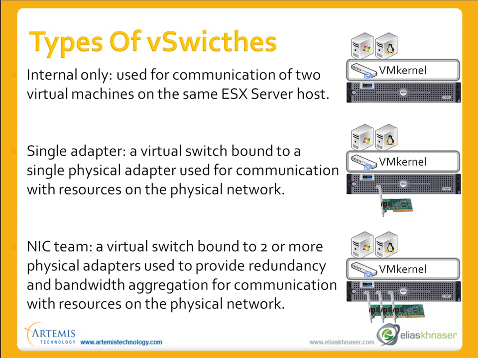Now, the second type of virtual switch that exists is a single adapter virtual switch. This basically means that the virtual switch is bound to a single physical adapter, and this physical adapter is this virtual switch's way of communicating with the rest of the network. Now, the third type is NIC teaming, whereby you bind two or more physical adapters to a virtual switch. This provides for load balancing and bandwidth aggregation for communication with resources on the physical network.